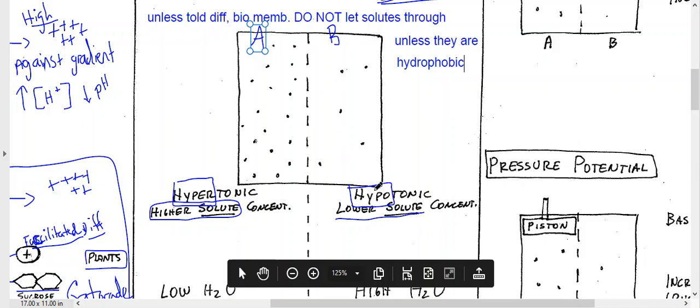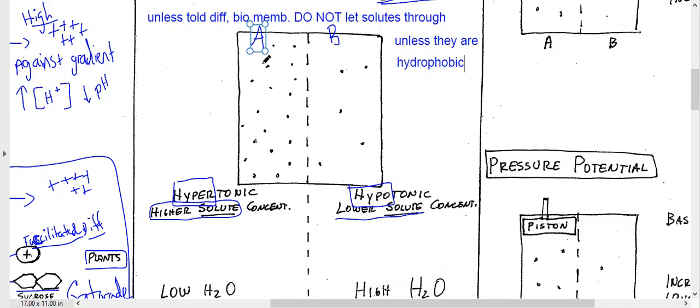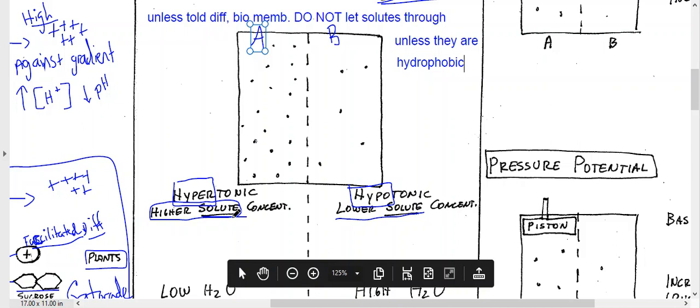Hyper and hypotonic are always relative. If you didn't have side B here, there wouldn't be anything to compare side A to. So you have to have a comparison. Side A is hypertonic compared to side B. Side B is hypotonic compared to side A. And again, you're always looking at the solute concentration. That's key. Always the solute concentration.